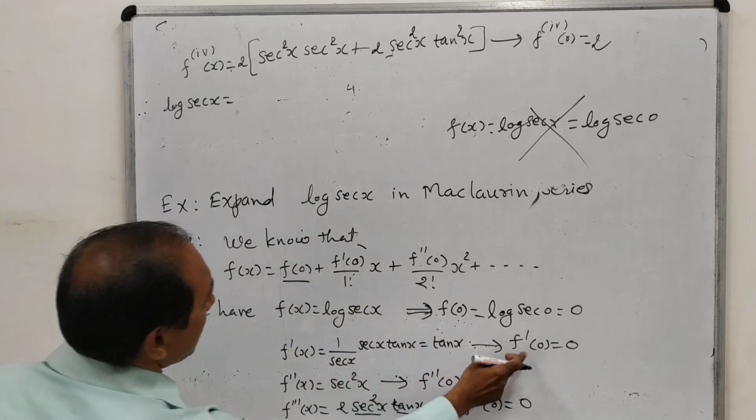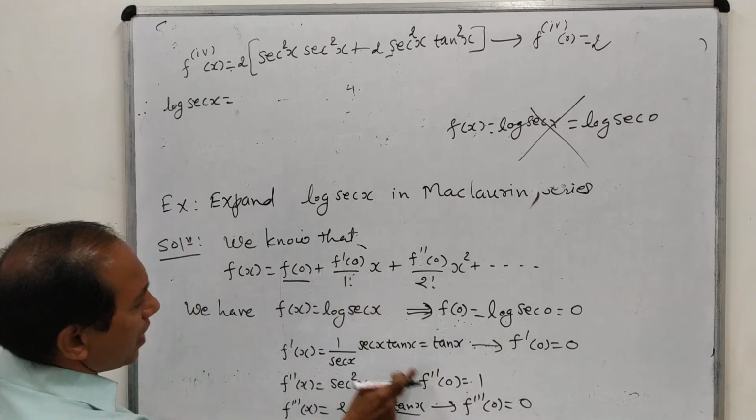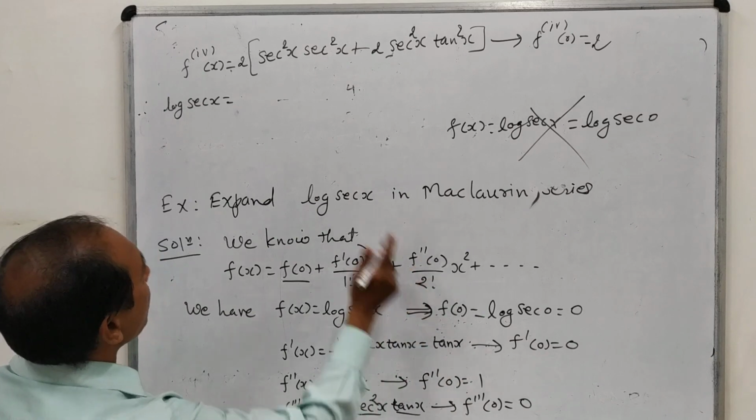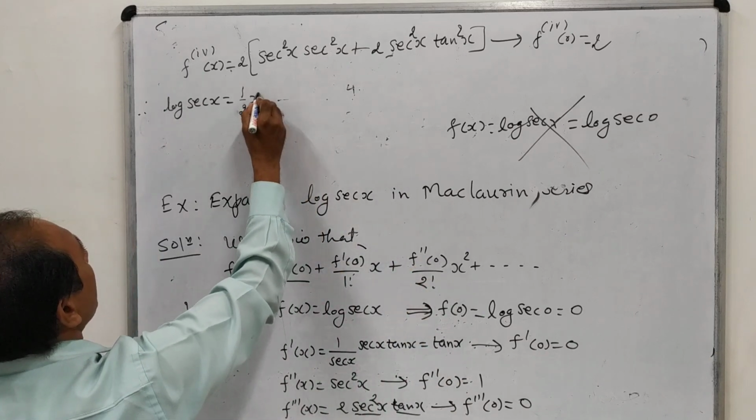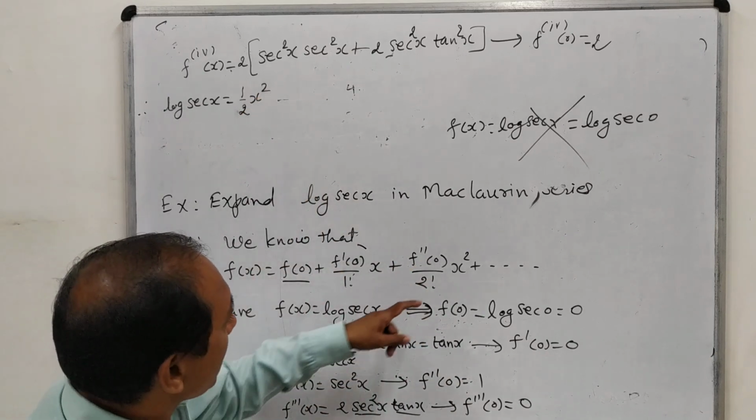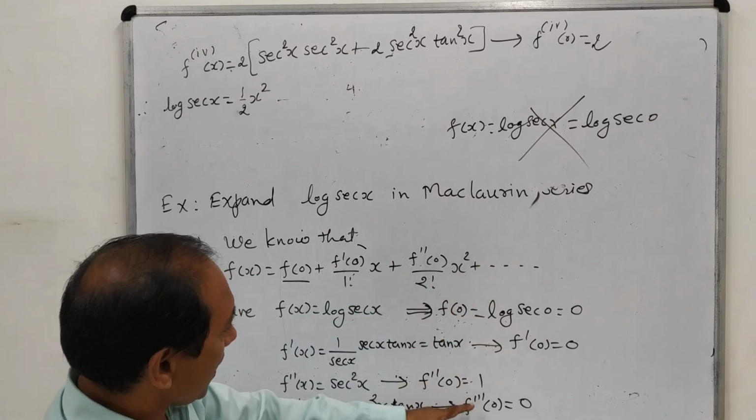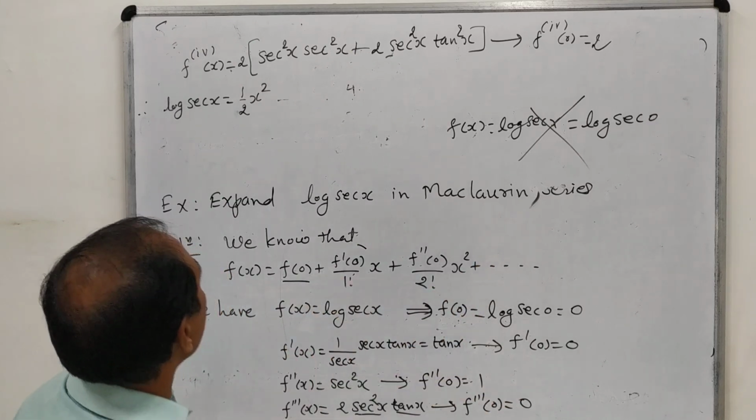f dash 0 is what? It is 0, so we will not write this. f double dash 0 is what? 1. So 1 upon 2 factorial, that means 1 half into x squared. Then it will come f triple dash 0, but f triple dash 0 is 0, so we will not write this down.